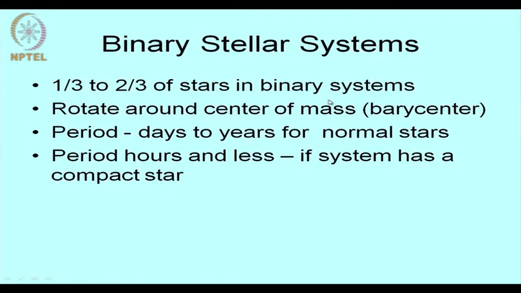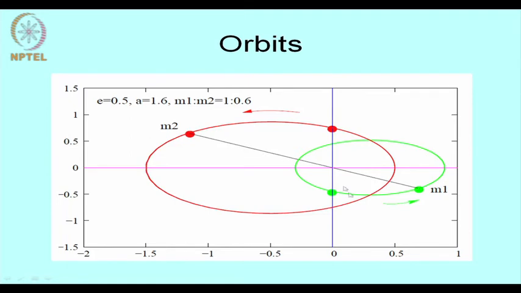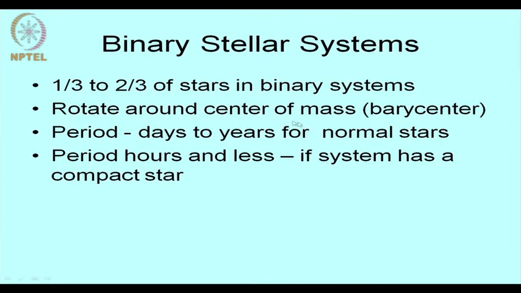Now, both of the stars, as we have seen, rotate around the common center of mass. That is what we just saw. So, in all of these systems where you have two stars, they both rotate around a common center of mass in orbits that look something like this. And the center of mass is also referred to as the barycenter.